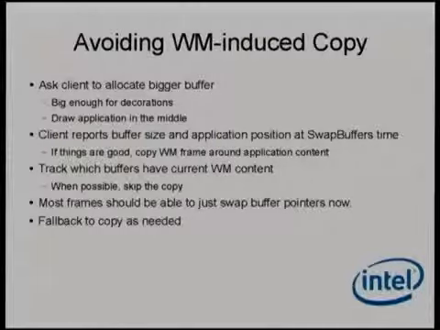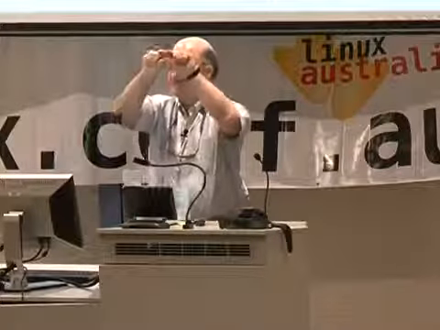And then we're going to track. If things are good, if the application has put its contents in the right spot in this buffer, and there's enough space around the outside for the window decorations, we're going to take all the window decorations and just copy them around and draw them around the application. And now we have a window that has the application contents and the window manager contents, and we didn't have to copy those application contents.